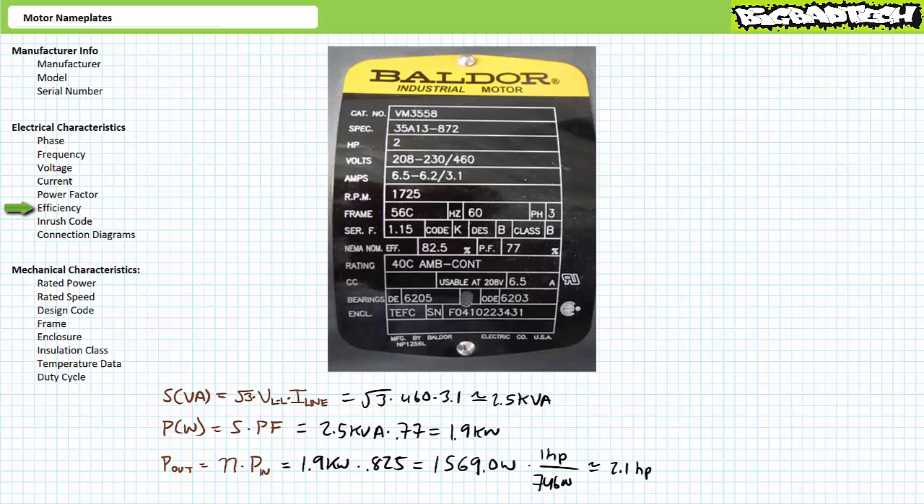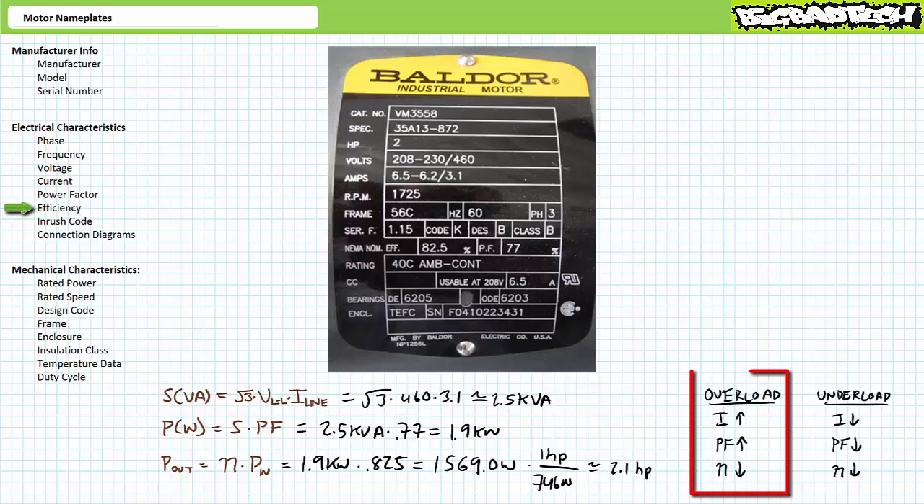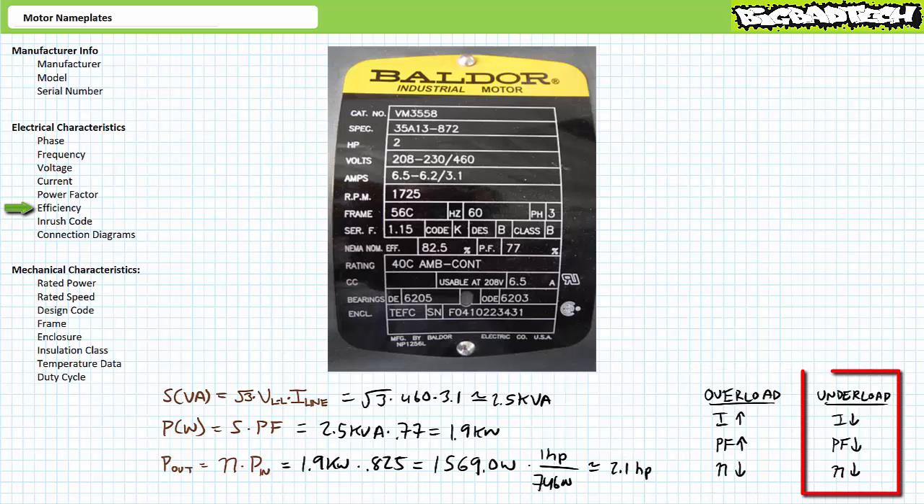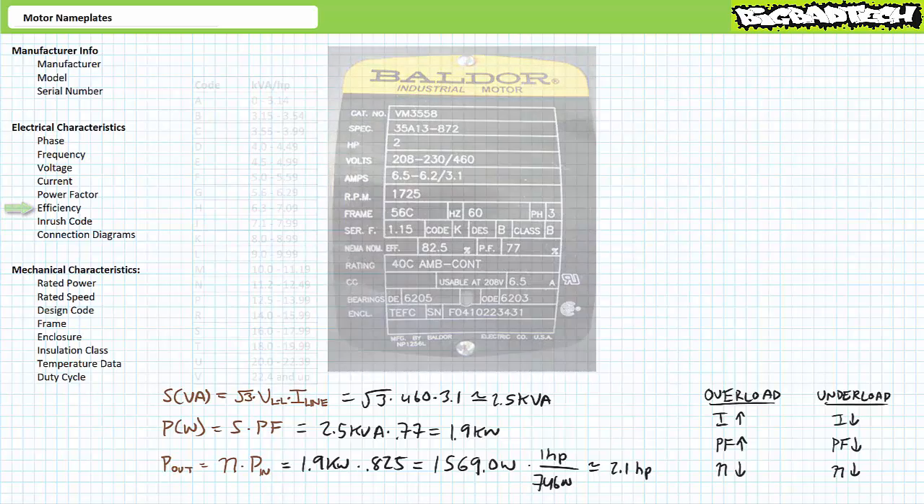As with current, power factor and efficiency entries on a motor nameplate are specified at full load conditions and will vary considerably over the operational range. Overload conditions might be associated with more current, higher power factor, and poorer efficiency. Underload conditions might be associated with less current, lower power factor, and poorer efficiency. Oftentimes, the rated condition is a region of peak efficiency, or nearly so. We'll examine electrical properties of three-phase AC squirrel cage induction motors in greater detail in later lectures.